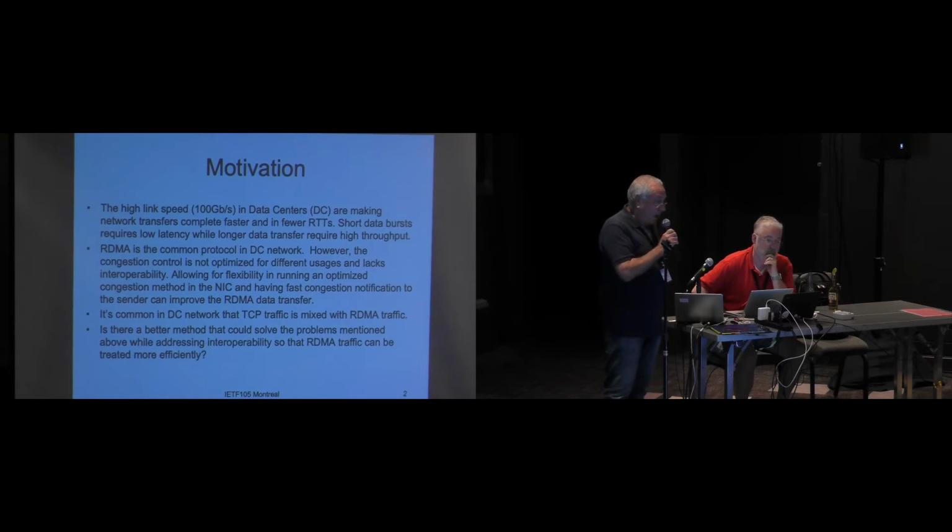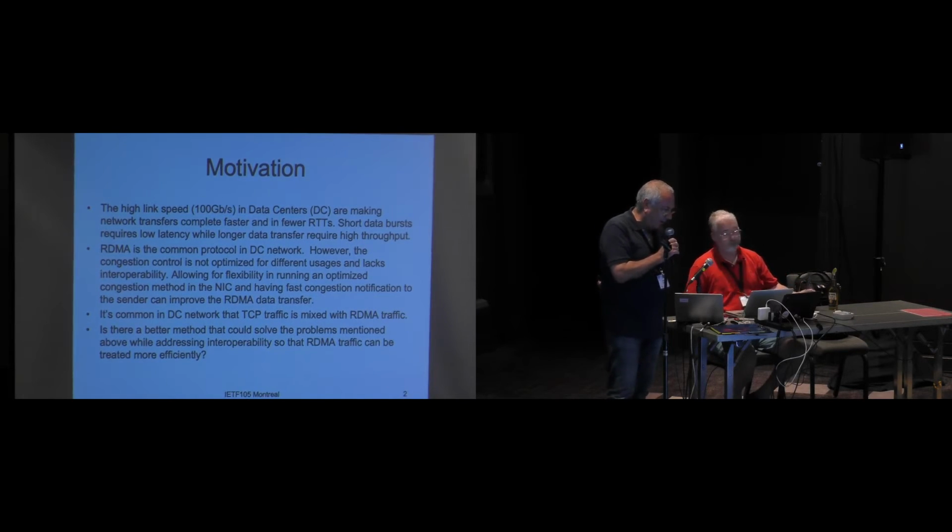So, the motivation for this work is that in data centers, the high link speeds are making network transfers complete faster and in fewer RTTs. Short data bursts require low latency, while longer data transfers require high throughput. So these are two requirements there. RDMA is the common protocol in data center networks. However, the congestion control is not optimized for different usage and lacks interoperability.